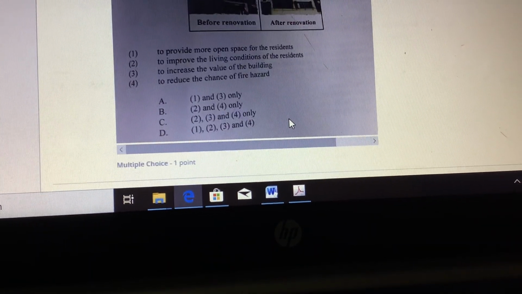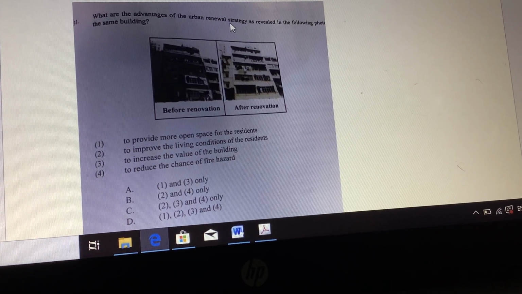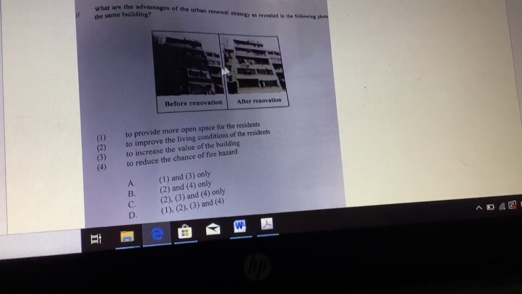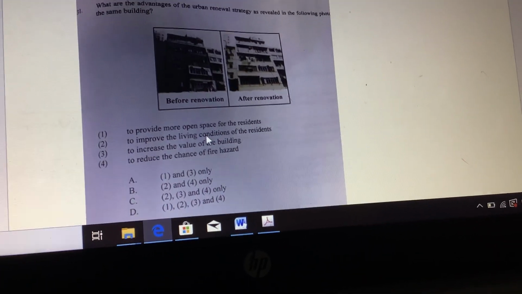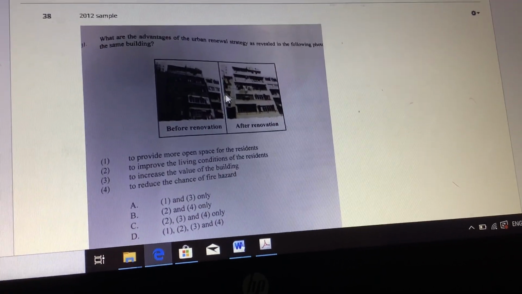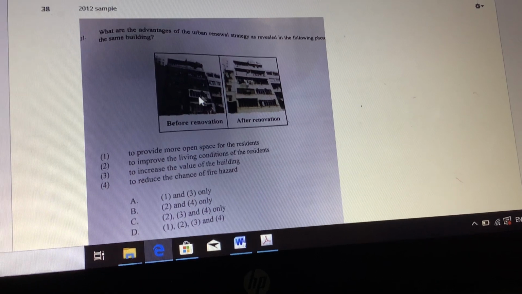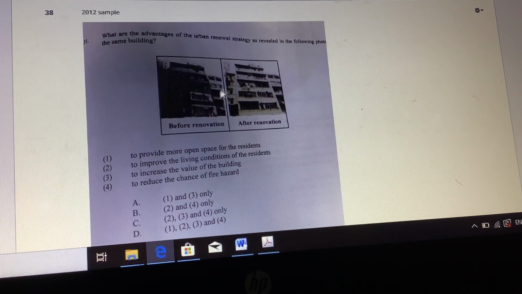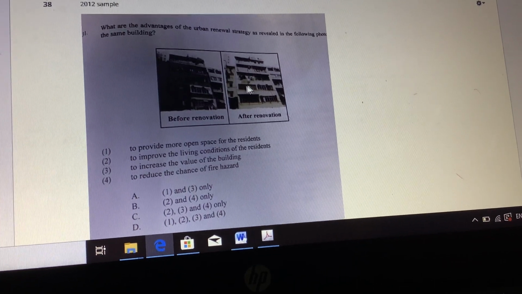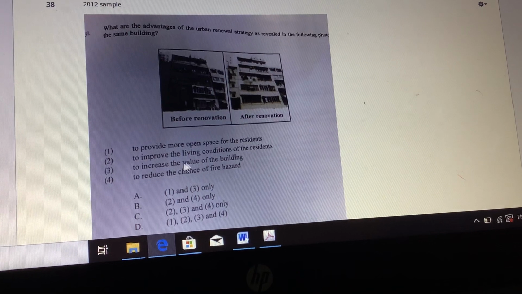Done. Right here, before the renovation and after the renovation, this is talking about an urban renewal strategy. What is this strategy? Rehabilitation. Okay. Revitalization is talking about change of land use. Right here, you cannot see any real evidence of a change of land use. Provide more open space for the residents. Is it? We are just making it the same. Okay. Improve the living condition. As I said before, rehabilitation can help this.